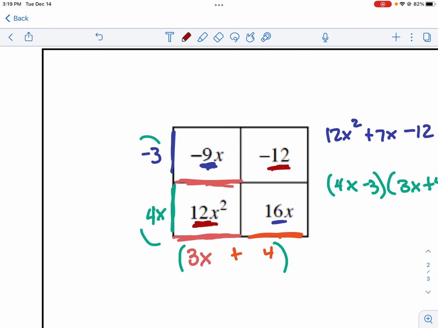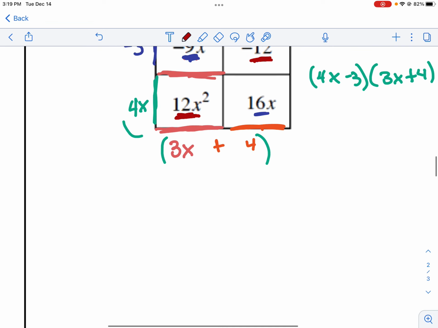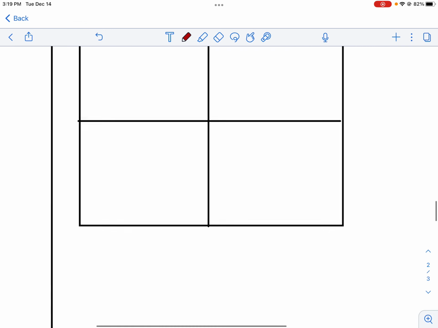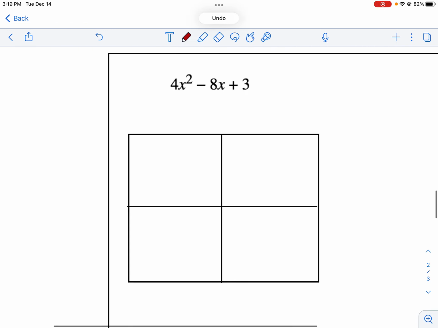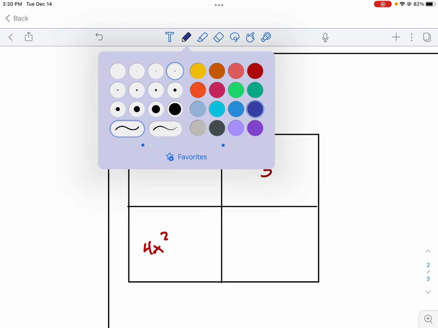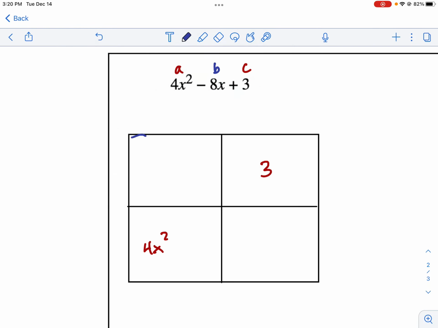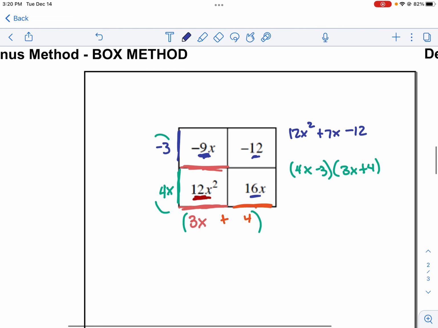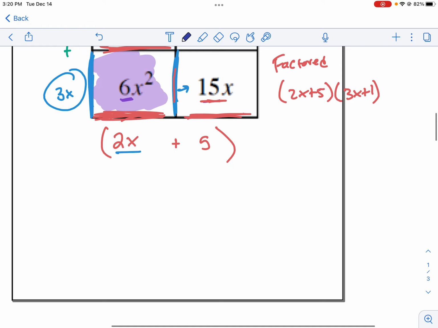A and C are going to go in the bottom left and top right box. So I'm going to put A, I'm actually going to put that whole term there, 4x squared, and C in the top right and bottom left. Now B has to split between these two boxes. Notice how in my other two problems, both of these were regular x's.